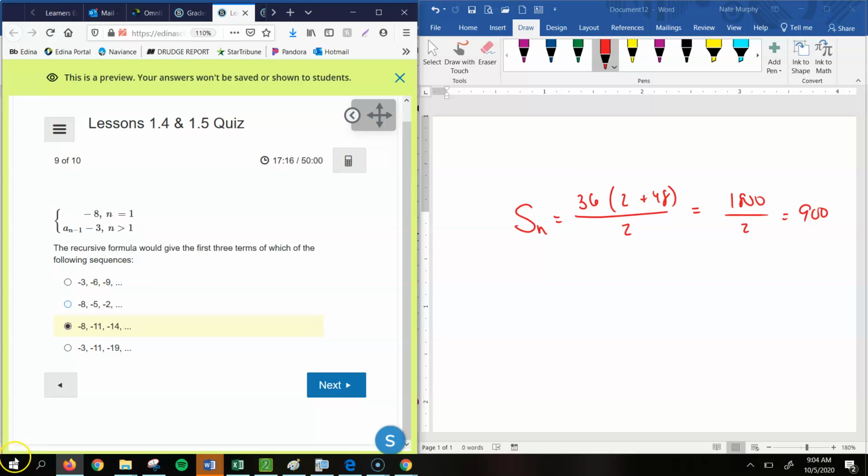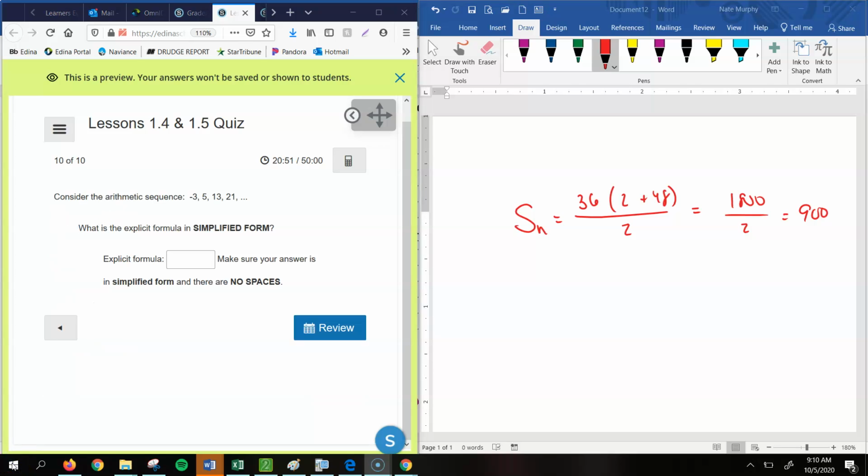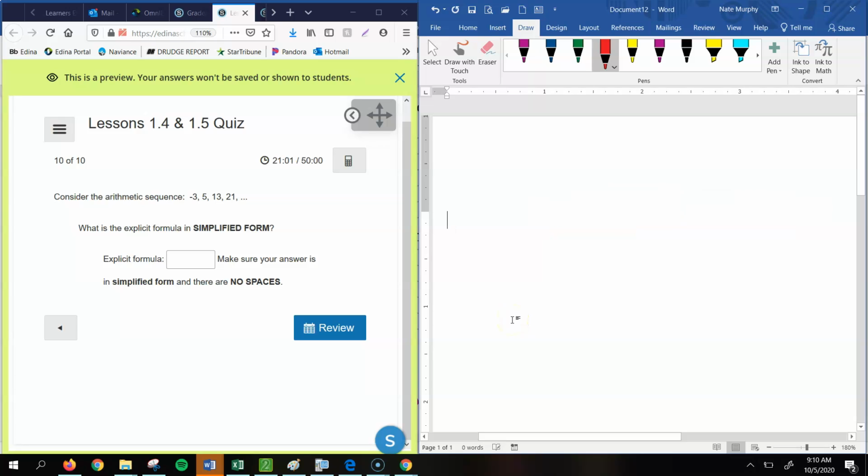All right, so let's look at this last question now. This last question gives us the sequence, and we need to find the explicit formula, and you want to make sure that you do that in simplified form. So please make sure that when you're taking these, you're reading the instructions very carefully. So we're going to type this in and make sure our answer is in simplified form, and there are no spaces.